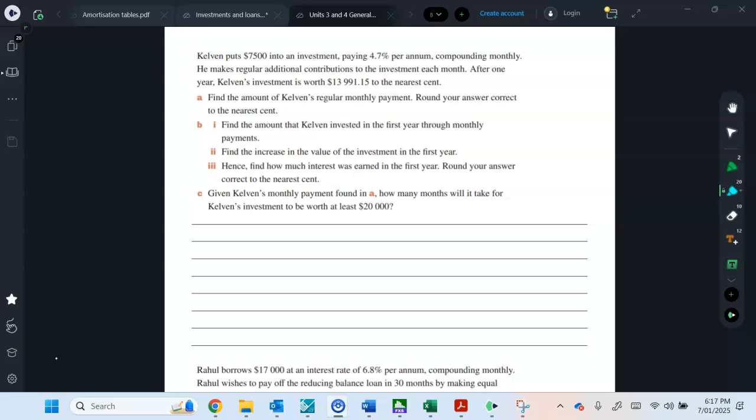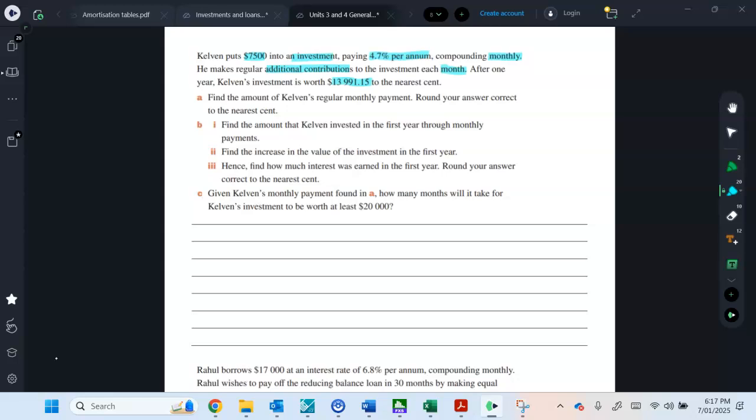So Calvin puts $7,500 into an investment. I'm going to highlight as we go along just to save a bit of time. Paying 4.7% per annum, compounding monthly. He makes regular additional contributions to the investment each month. After 1 year, Calvin's investment is worth this amount to the nearest cent. So he's made additional contributions, but we don't know how much that is. All right, and he's doing them monthly. So usually your payments and your compounding periods are the same length of time. So monthly for both of them.